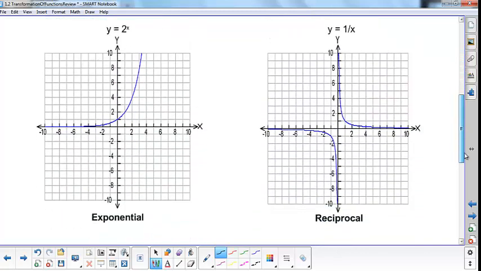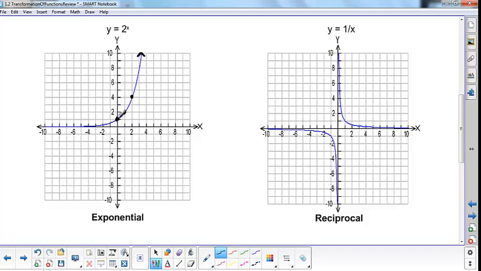Scrolling down, we have our exponential equations. Remember that every exponential equation does go through the point (0, 1), as long as there's no a value in front of your equation. And to get the points that fall on your function, you just sub in for x. So 2 to the power of 1 will give you 2, 2 to the power of 2 is 4, and so on and so forth.